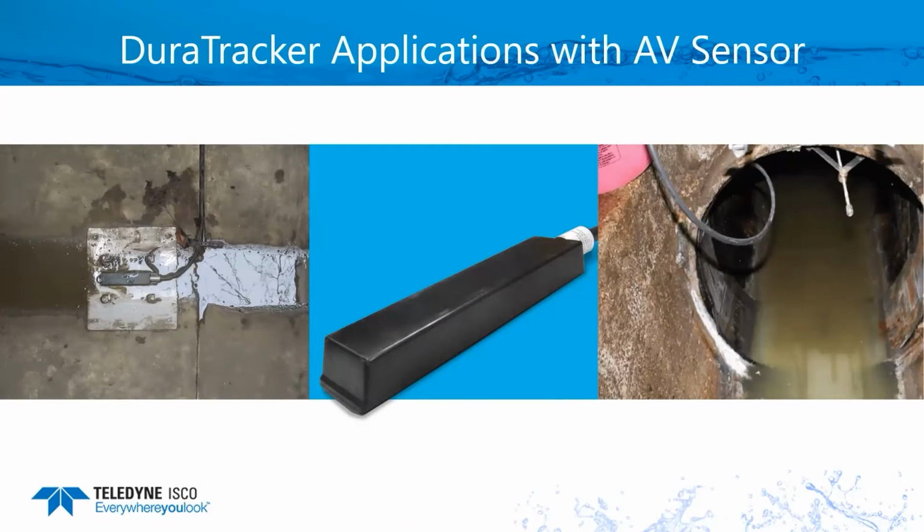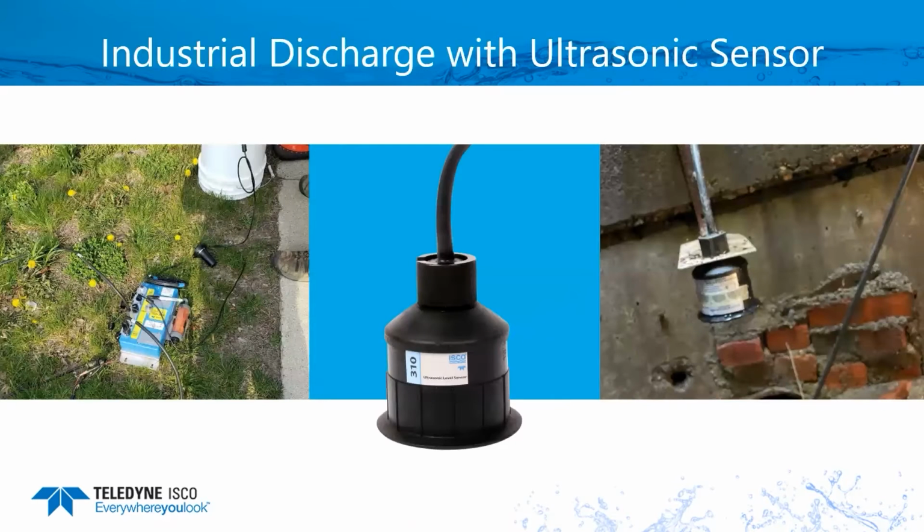DuraTracker applications using the AV. This is primarily what we see a lot of applications because it is replacing the 2150 eventually, not in the near term. Don't want to scare anybody, but this is going to be one of the main applications on a ring or on a plate, in a pipe, in a channel. And you'll notice it is very similar to the 2150 sensor.